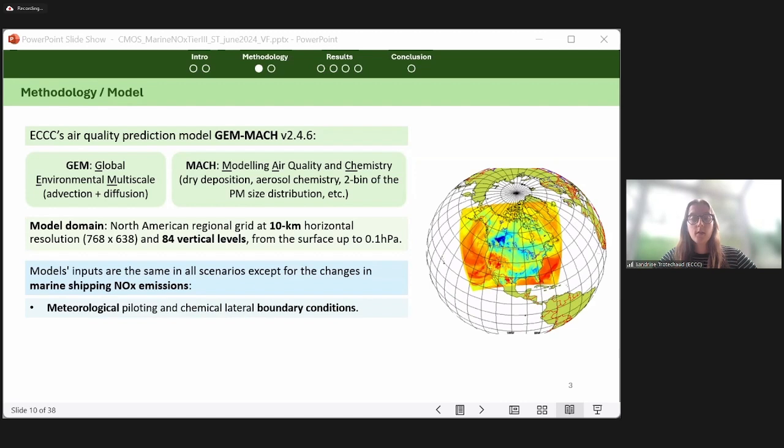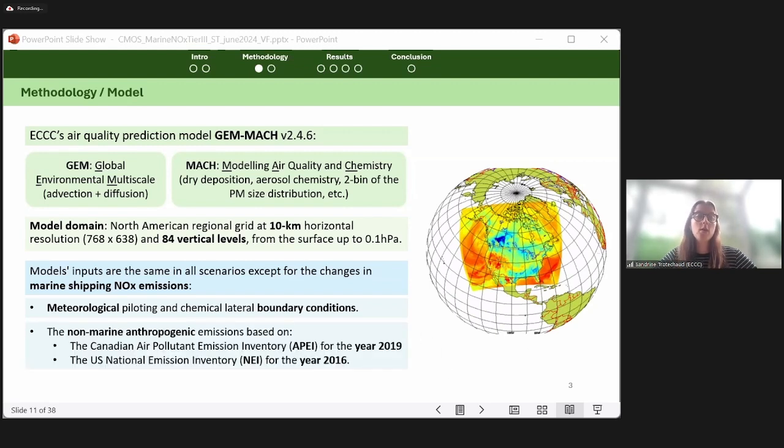For the study, all the model inputs are the same. The only one that changes is the marine shipping NOx emission. So the meteorological piloting and also the chemical boundary conditions are the same, and all the non-marine anthropogenic emissions are the same for our scenarios. They're based on the Canadian Air Pollutant Emission Inventory for year 2019, and also the US National Emission Inventory for the year 2016.